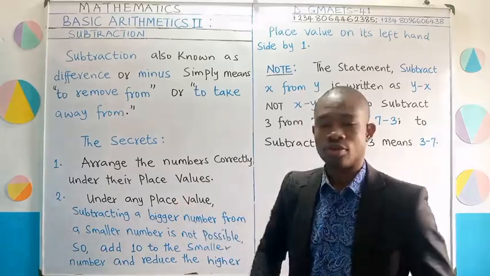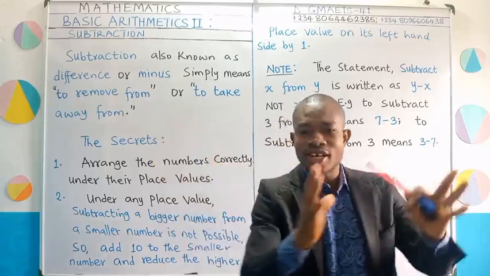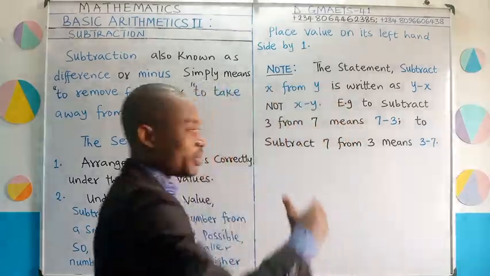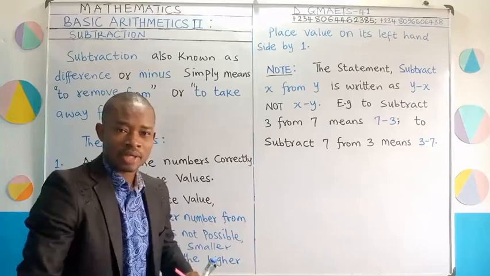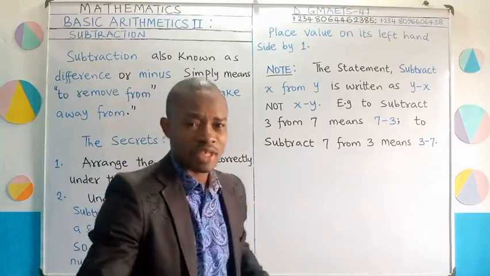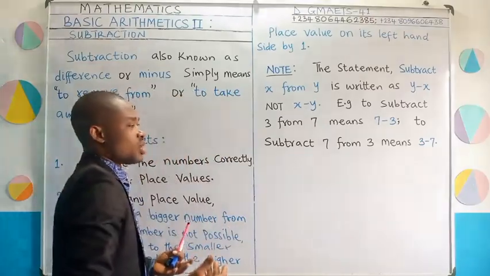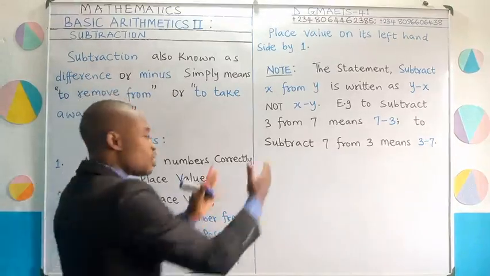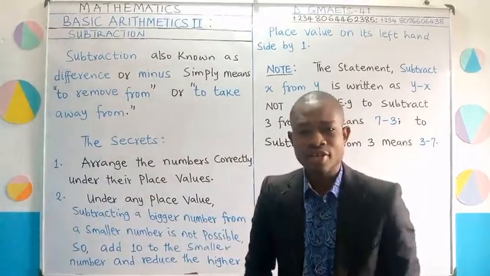Secret number 2. You are done arranging these numbers under their correct place values. You now want to subtract. Of course, you know you always start from the unit place value. That is for whole numbers, alright? We are still going to treat the decimal number subtraction technique. But now, let us assume you are dealing with whole numbers because that's where we are going to start from first. And now you start with unit. Good.